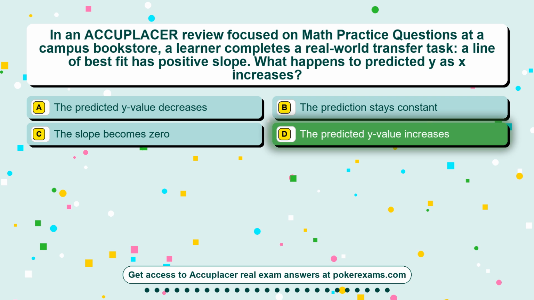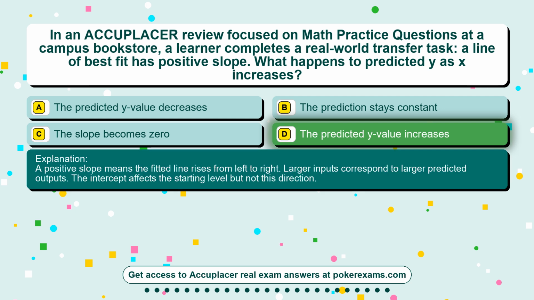The correct answer is option D. The predicted y-value increases. A positive slope means the fitted line rises from left to right. Larger inputs correspond to larger predicted outputs. The intercept affects the starting level but not this direction.